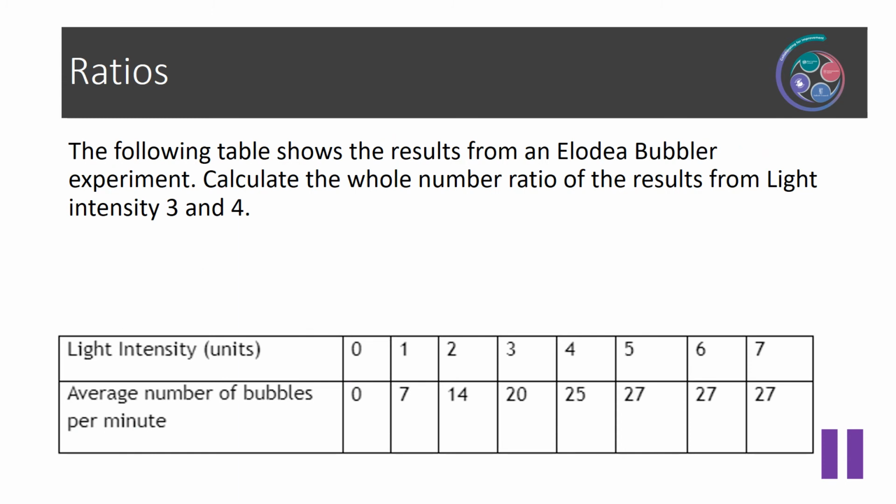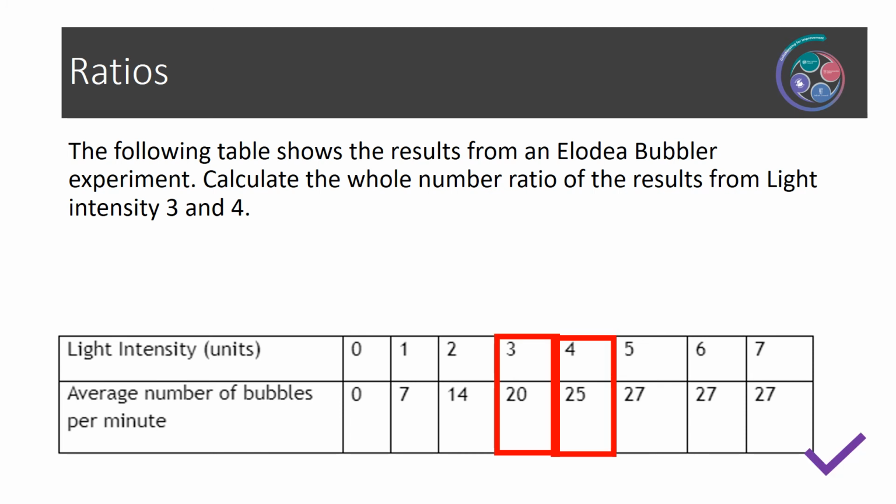The following table shows the results from an Elodea bubbler experiment. Calculate the whole number ratio of the results from light intensity 3, which is this one here, with light intensity 4. So the bigger number first being number 4, and the smaller number second being number 3. Okay, so I'm going to give you 5 minutes to have a go at this question. Try to find your whole number ratio, and you're going to try to simplify it. So find one number that goes into both of these numbers. Your 5 minutes starts now. Pause the screen.